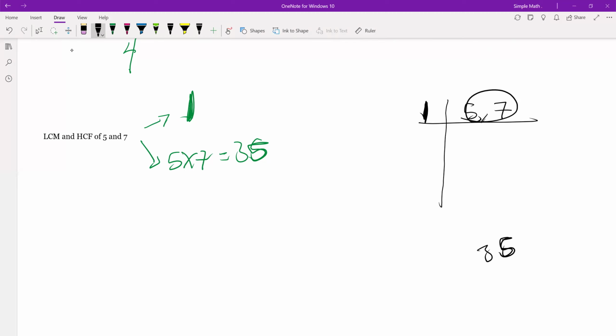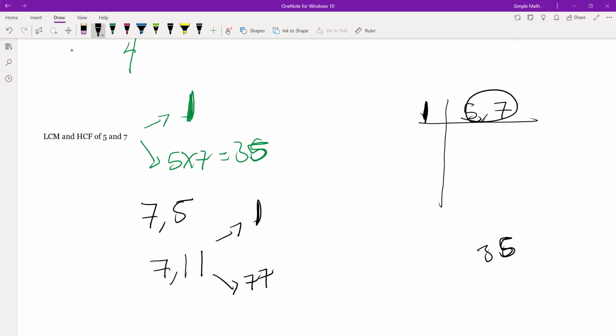You only do this when both numbers are prime numbers. For example, 7 and 5, or if they ask you for the LCM and HCF of, let me think of another prime number, 7 and 11. These are prime numbers, so this kind of one is straightforward. The HCF is 1. The LCM is going to be 77. It's very straightforward.